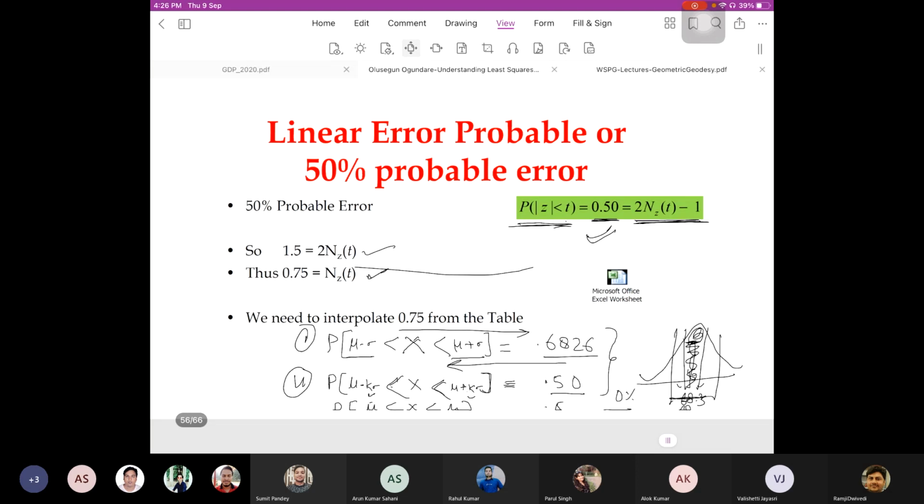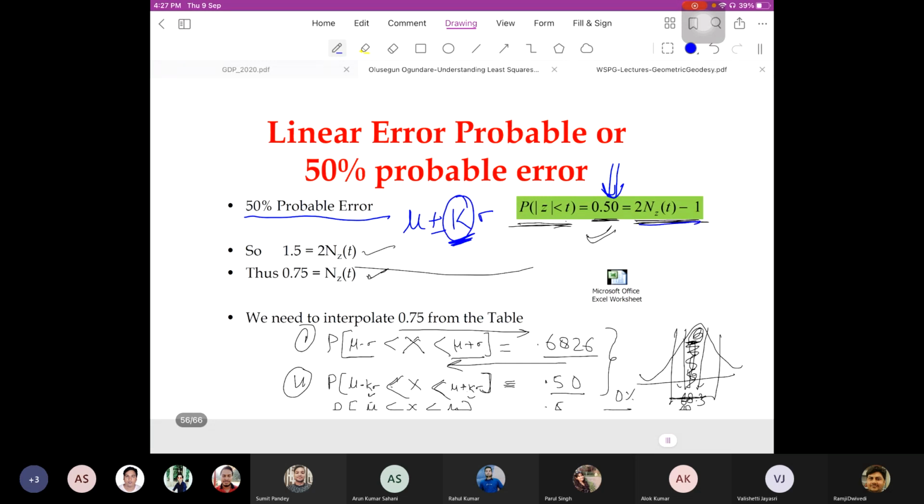So in this, you could see from the question, 50% probable error means we are putting the value of 0.50. The previous question was at what probability the observation will fall between mu plus minus 1 sigma. Here I'm asking what is the 50% probable error. That means I am asking about mu plus minus k sigma. What is the value of k for which the error would be 50% probable?